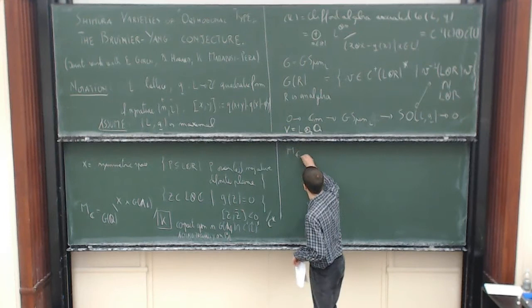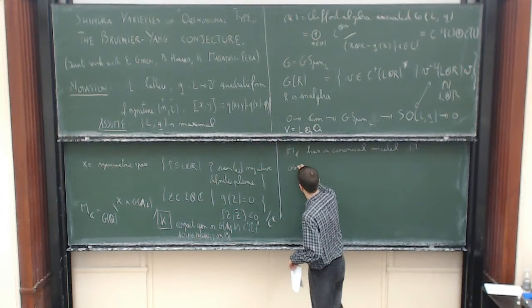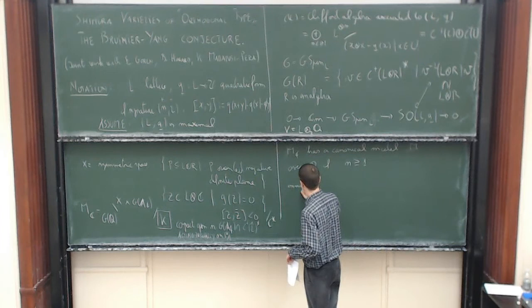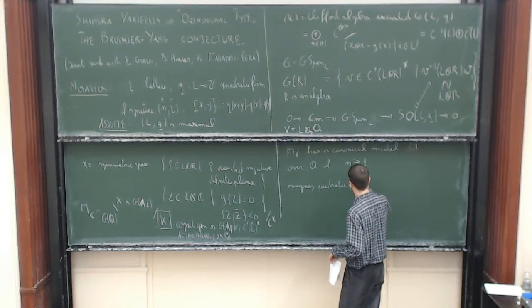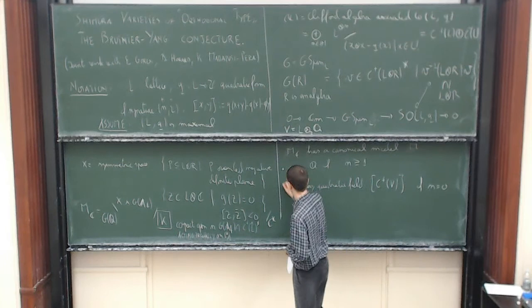Anyway, I have a very specific variety, and it has a canonical model M over Q if my little n is bigger or equal to 1, and it's an imaginary quadratic field. In fact, we know what it is: it's C plus of V if n is equal to 0. So there is a slight difference in the behavior of that variety in the two cases.